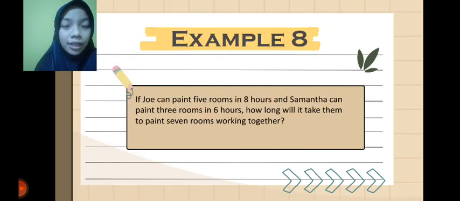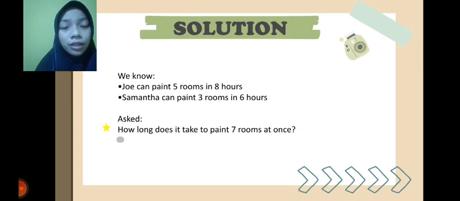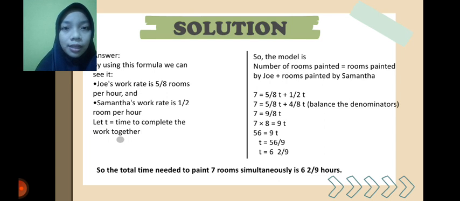Example 8. If Joe can paint 5 rooms in 8 hours and Samantha can paint 3 rooms in 6 hours, how long will it take them to paint 7 rooms working together? The solution. From the question, we know Joe can paint 5 rooms in 8 hours and Samantha can paint 3 rooms in 6 hours. The ask is how long does it take to paint 7 rooms at once? By using this formula, we can see Joe's work rate is 5/8 rooms per hour and Samantha's work rate is a half room per hour.